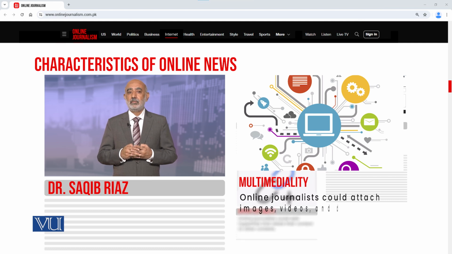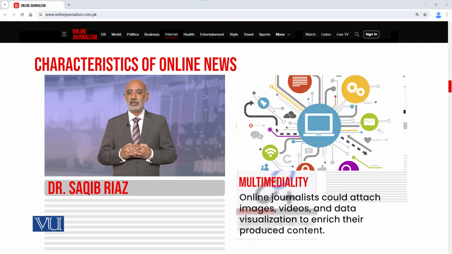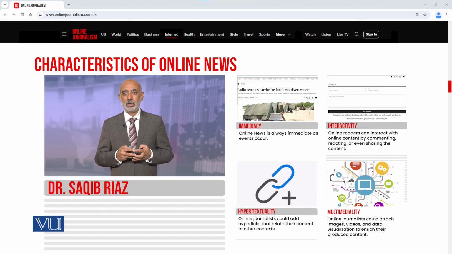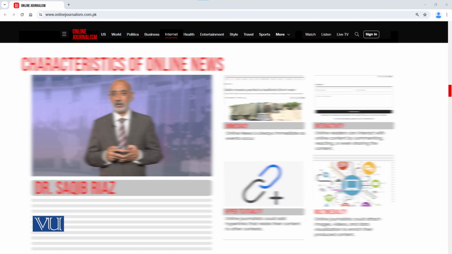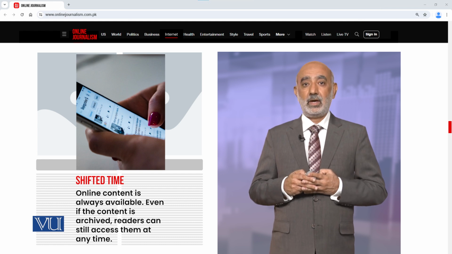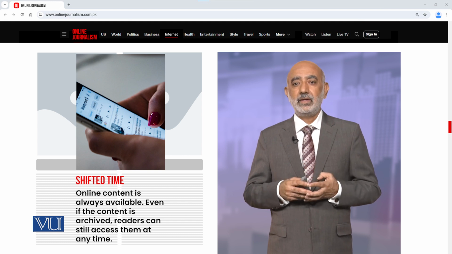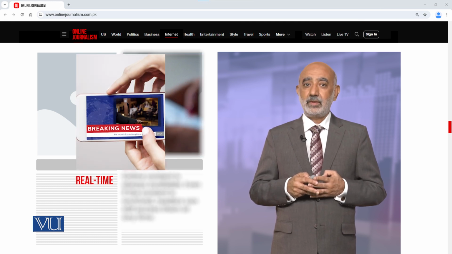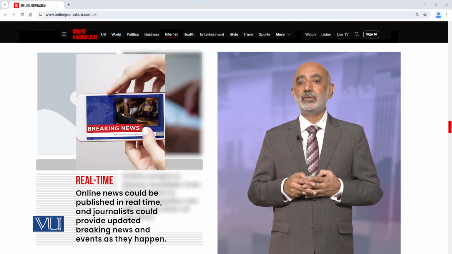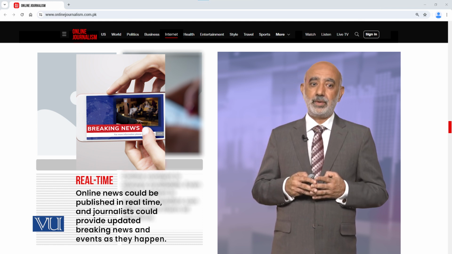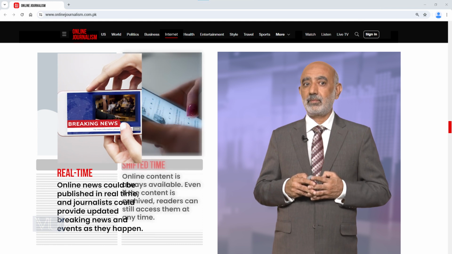And then it comes multimediality. Online journalists could attach images, audios, videos, and data visualization to enrich their product content. And then it comes shifted time. Online content is always available every time. Even if the content is archived, readers can still access them anytime. And then the characteristic is real time. Online news could be published in real time, and journalists could provide updated breaking news and events as they happen.